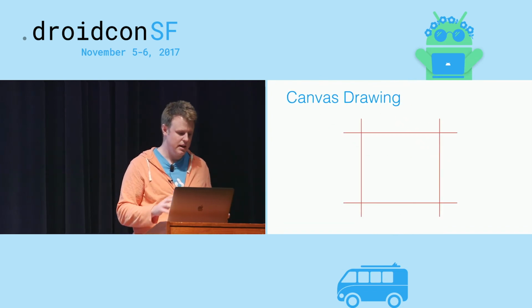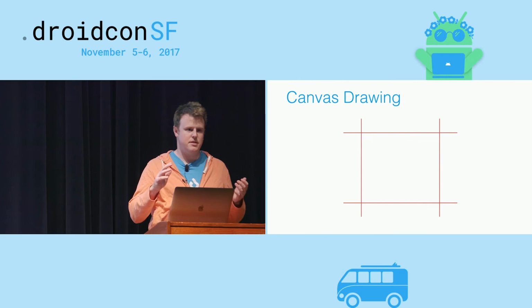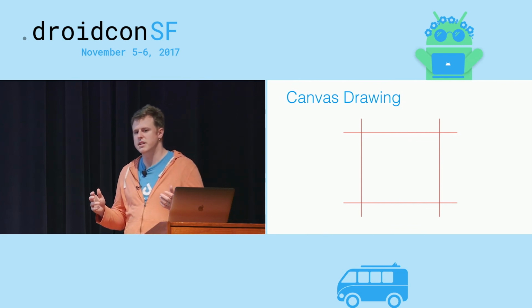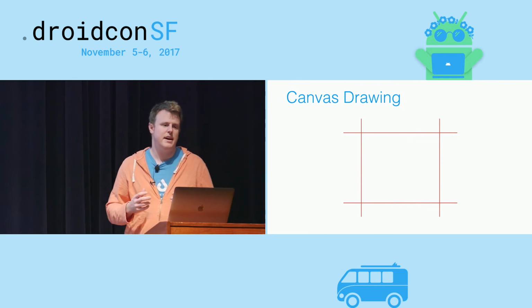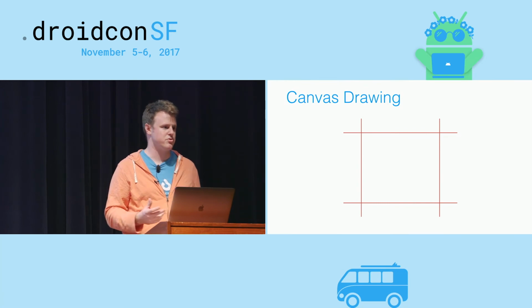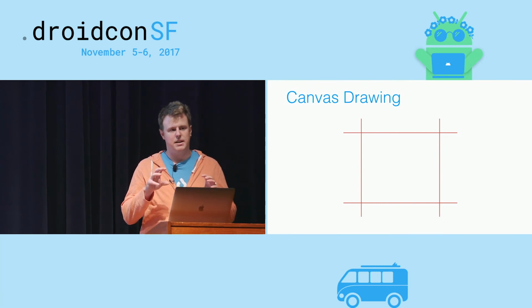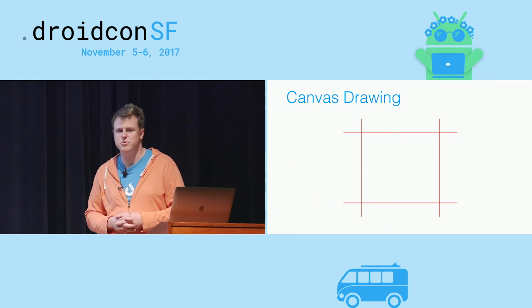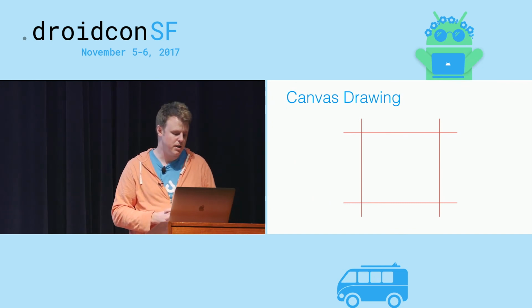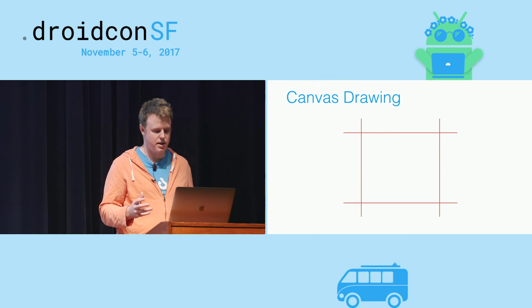So to start out, if you're not familiar with the Canvas, you can think of it like the name implies, as just a surface on which you can draw, all right? Canvas has a bunch of methods that allow you to draw shapes and different things, which we'll get into. But it's really just a surface on which you can draw on Android.